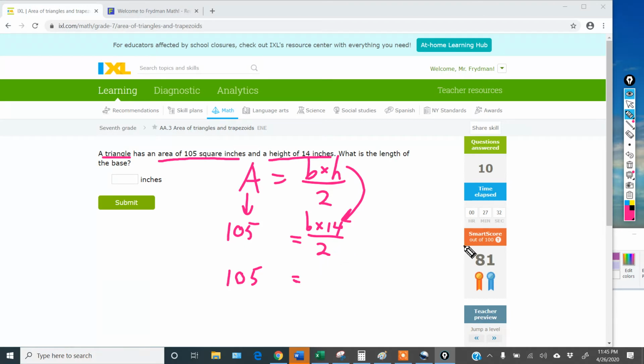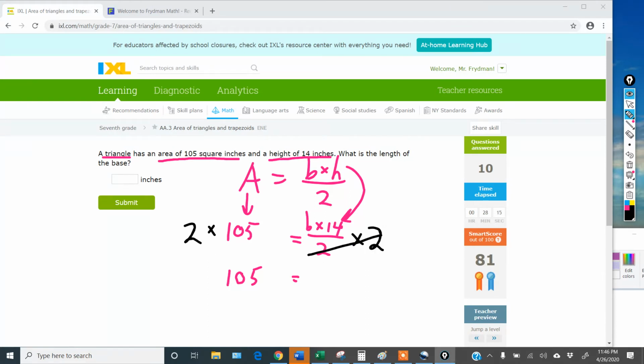You could multiply both sides by 2, and then your next step would be to divide both sides by 14. But I'm going to do that a different way, because actually, well, you know what? Okay, I will do it that way first, and then I'll do it a different way next, because I think you're probably more familiar with this way. So let's do that first. Let's multiply both sides by 2.